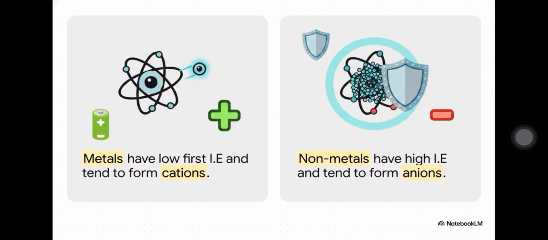They have a low first ionization energy, meaning they easily lose their electrons. On the flip side, nonmetals have high ionization energy. They fiercely hold on to their electrons and tend to form anions instead. This simple metric perfectly explains the fundamental split of the entire periodic table.